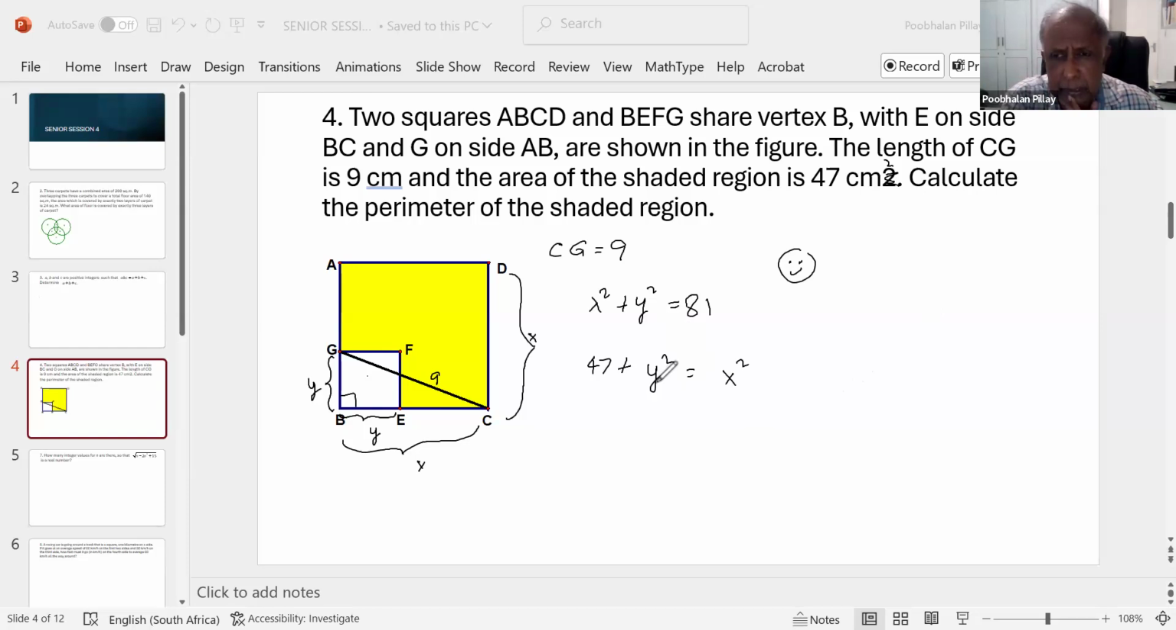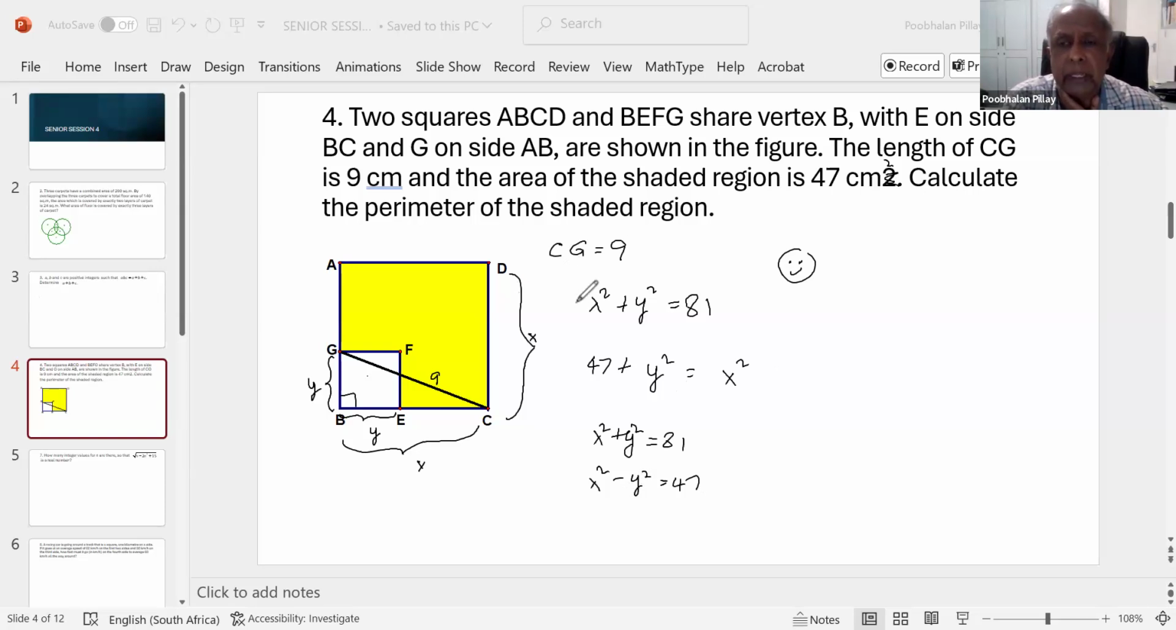So let's just bring all the x's and the y's together. I'm going to rewrite the first equation. And the second equation, if you bring the y squared to this side, you'll have x squared minus y squared equals 47. So I'd like to bring all the unknowns to one side. But whether it's on the left-hand side or right-hand side doesn't matter. But if you bring it to the right-hand side, just remember that you have to write it underneath this.